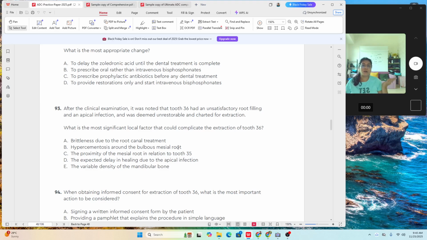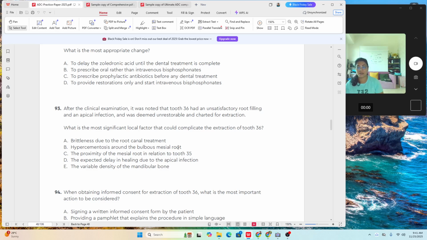That is more of a complication than brittleness. In brittleness, what will happen? It will break into pieces. But in hypercementosis, wow, you can lead to fracture of many things, the root. It's difficult to extract that broken root. It can fracture the bone.